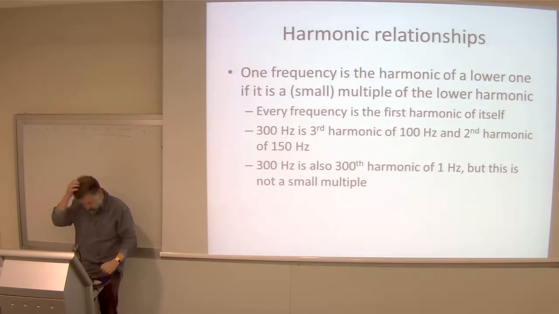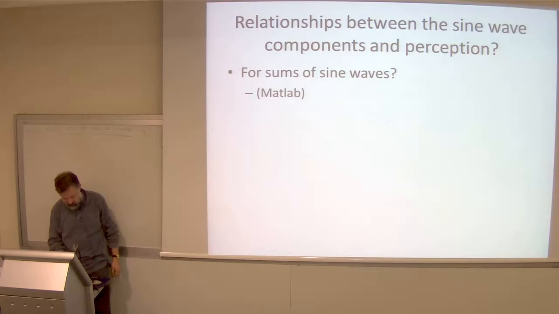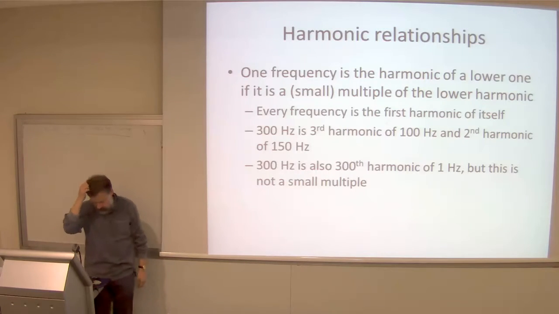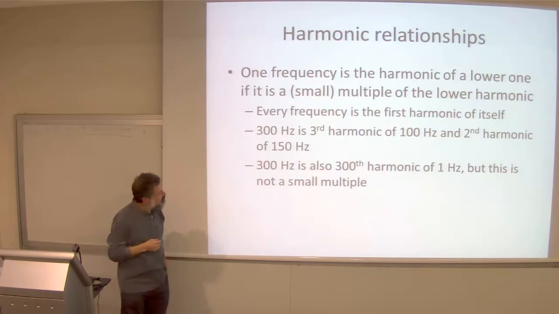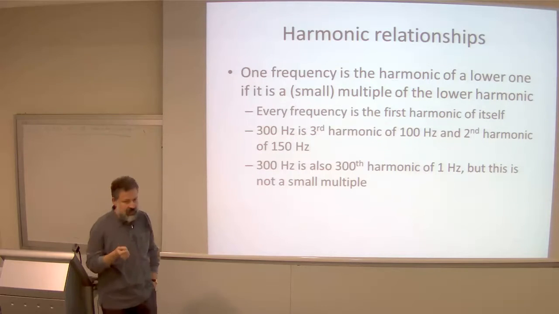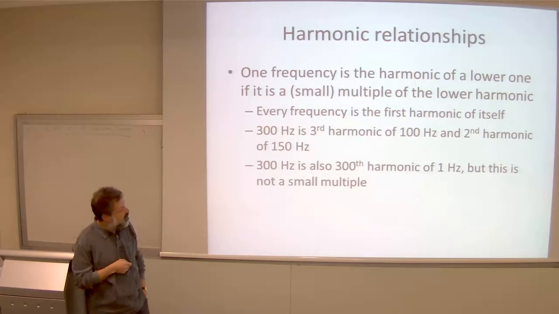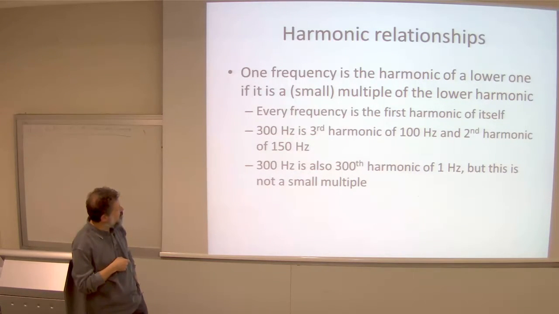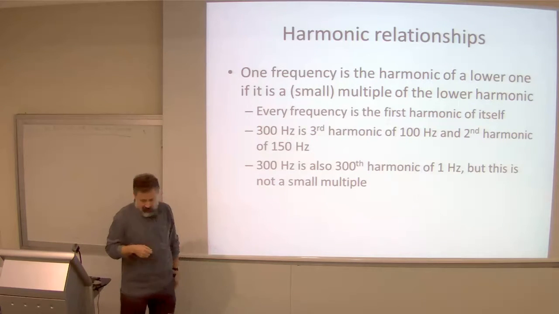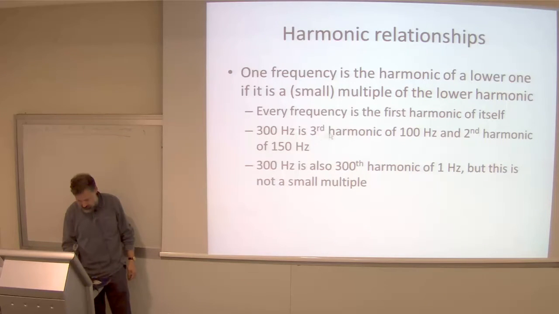I'll get back to that. I need to go through the definitions. What I did here was to add up sine waves with frequencies that share a harmonic relationship. One frequency is the harmonic of another one if it's a multiple of that lower frequency. For example, each frequency is the first harmonic of itself. 300 hertz will be the third harmonic of 100 hertz and the second harmonic of 150 hertz.